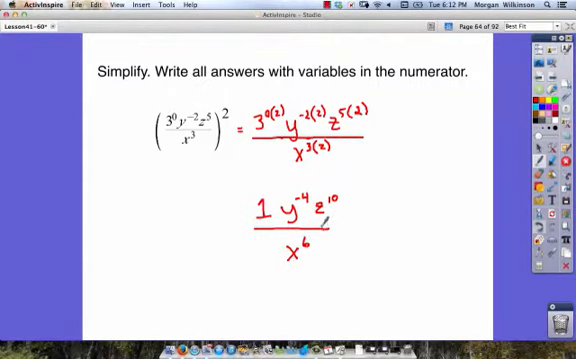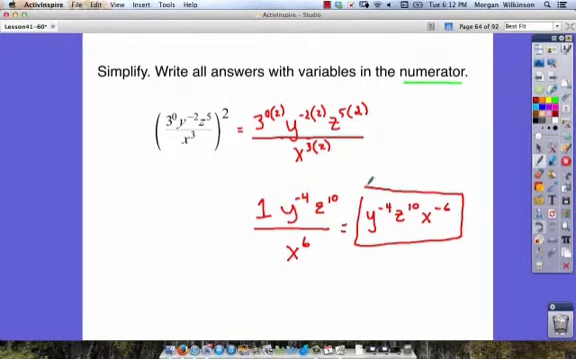And it looks like we're done, but we're not. Remember to read the question carefully. It said write all answers with variables in the numerator. So, in order to do that, we've got to bring our x to the 6th to the opposite side of the fraction. So we're going to make the opposite power. We're going to get y to the negative 4th, z to the 10th, x to the negative 6th, and now we're all done. We can leave that 1 off because 1 times anything is just that anything. We've got our final answer. We simplified by multiplying our power times the power that it was raised to, and then simplifying as we go.